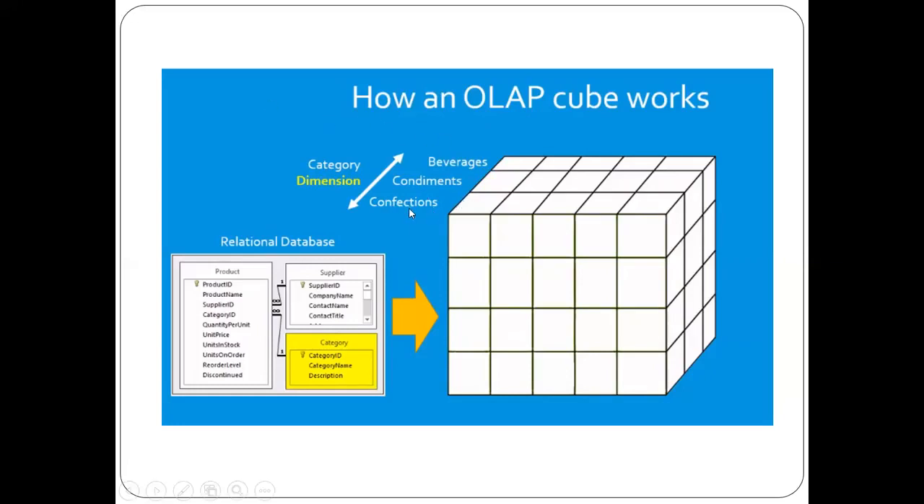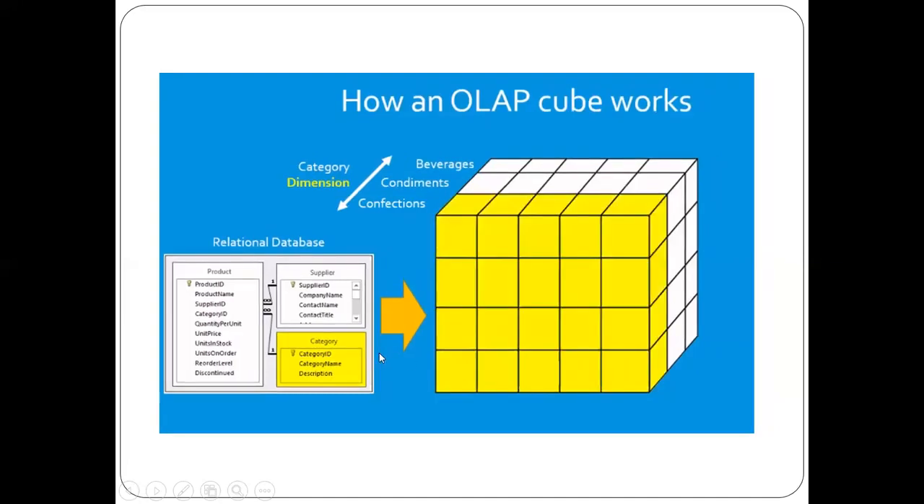So this is one category, confections. Like this, we'll be having these categories, the category dimension. Okay, beverages. So all this we are maintaining in the category dimension. If I want to analyze the data in this category, you will analyze it from this dimension.